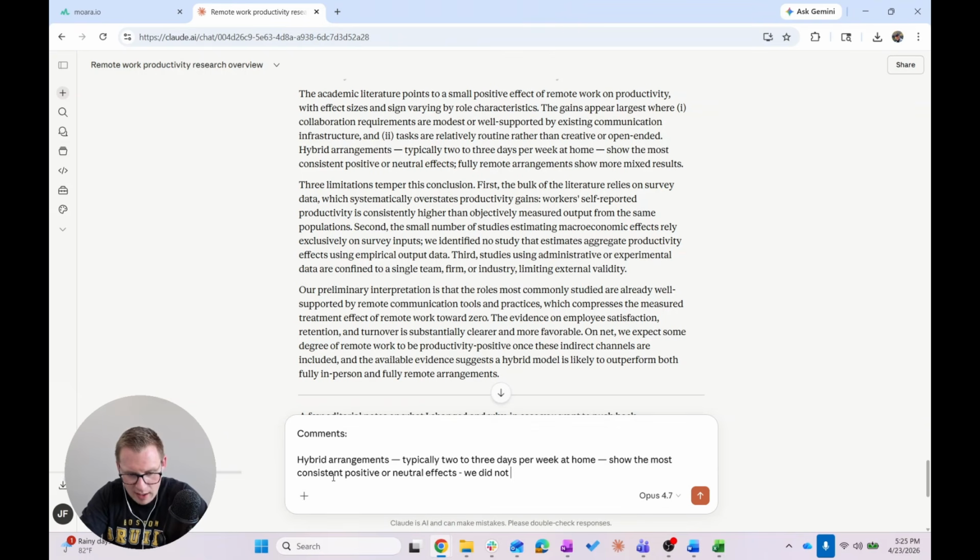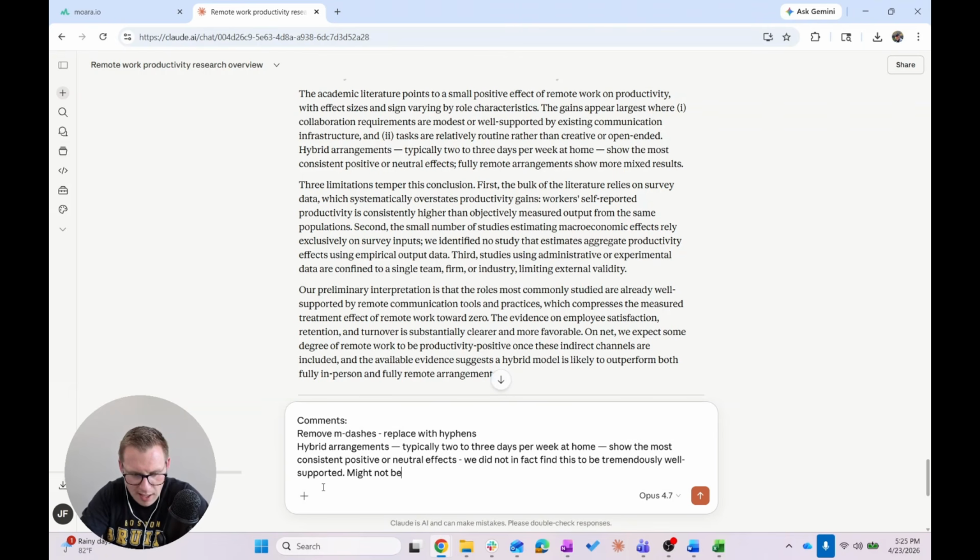One comment is remove, I believe these are M dashes. This is my thing. I like to have hyphens. So remove M dashes, replace with hyphens, and then I'm going to say something like hybrid. So we did not, in fact, find this to be tremendously well supported, might not belong in the opening paragraph, or if it is, we should caveat it. Okay?